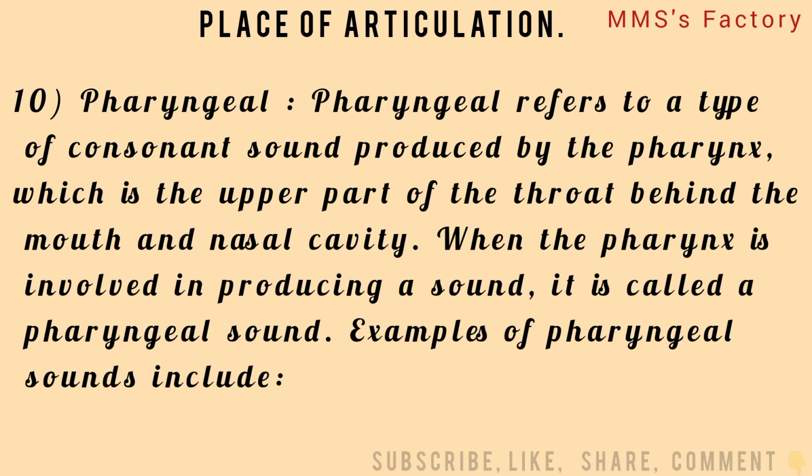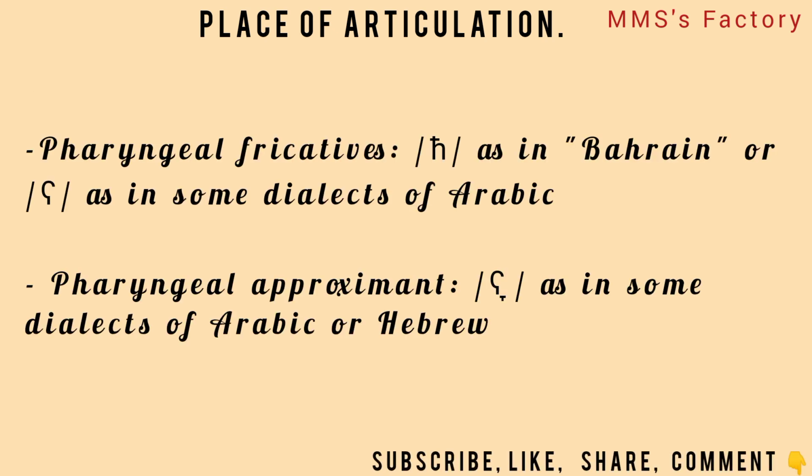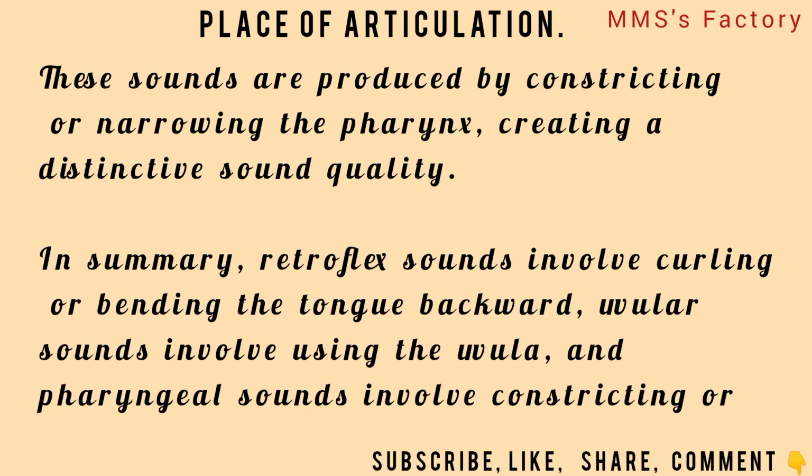10. Pharyngeal. Pharyngeal refers to a type of consonant sound produced by the pharynx, which is the upper part of the throat behind the mouth and nasal cavity. When the pharynx is involved in producing a sound, it is called a pharyngeal sound. Examples of pharyngeal sounds include pharyngeal fricatives, h as in Bahrain, or as in some dialects of Arabic. Pharyngeal approximant, as in some dialects of Arabic or Hebrew. These sounds are produced by constricting or narrowing the pharynx, creating a distinctive sound quality.